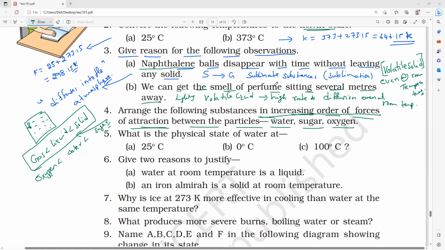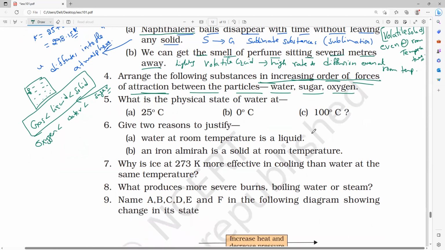What is the physical state of water at 25 degrees Celsius? It's a liquid state, sir. Liquid. Very good. At 0 degrees Celsius? Not only solid. Solid and liquid both, because melting point is equal to freezing point. Remember, everybody? So at 0 degrees Celsius, what will happen? It will exist as both solid and liquid.